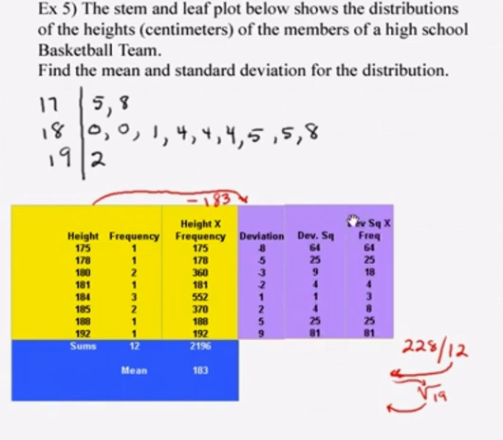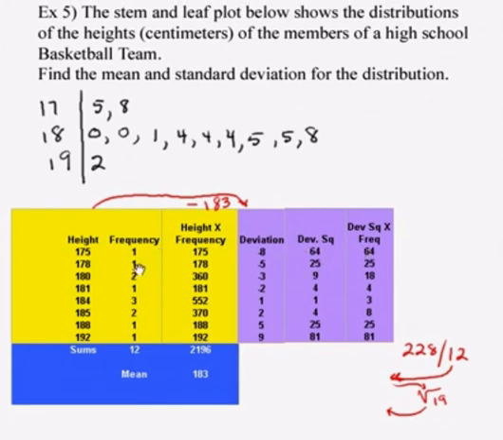But we've got to account for how many of those people at 180 are deviating from the mean. So we're going to take those deviations squared and multiply by the frequency, which is how many people there were. So 64 times 1 is 64. 25 times 1 is 25. 9 times 2 is 18. So 2 people deviated from the mean squared by 9. So 2 times 9 is 18.